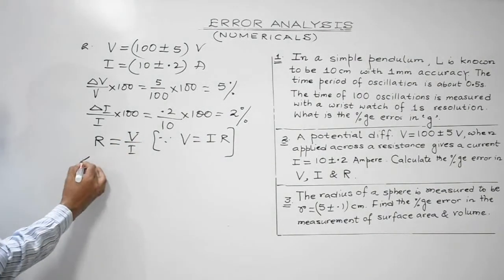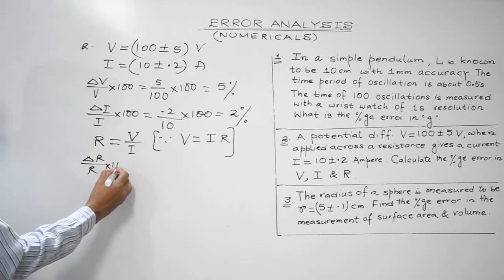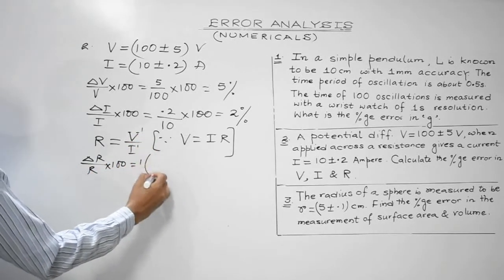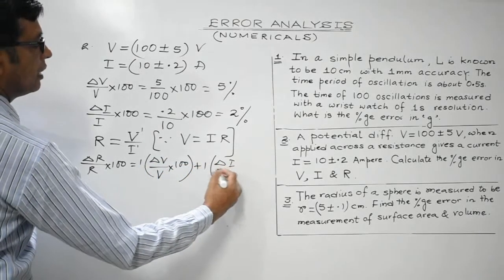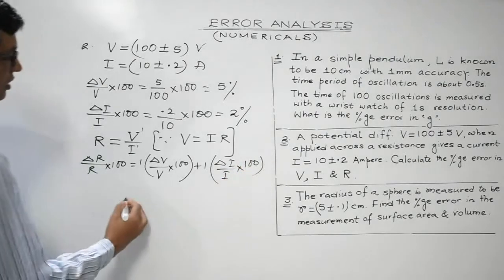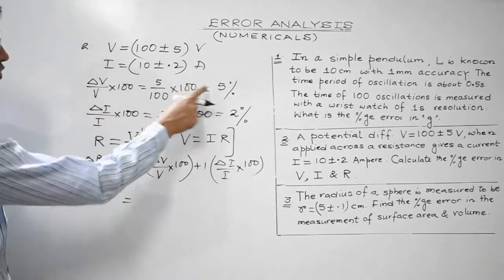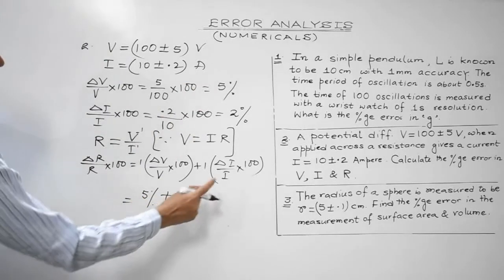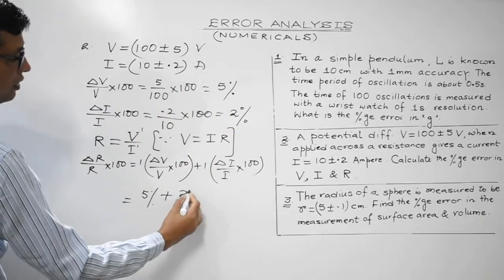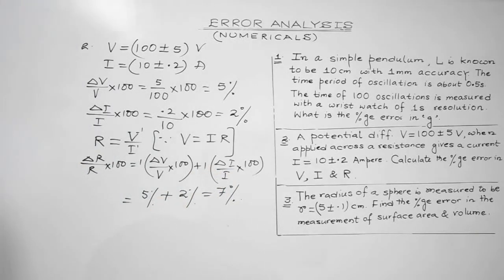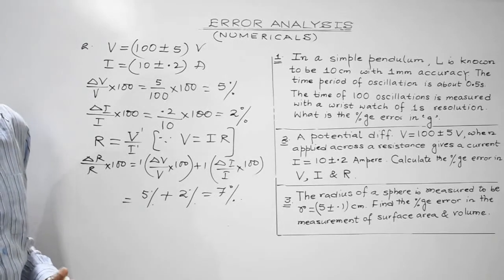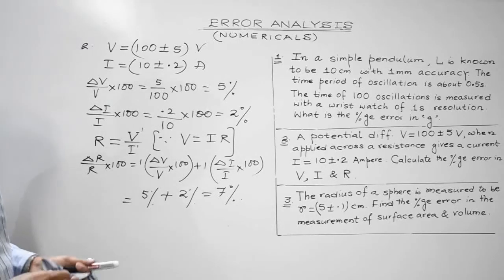So what you get is del R over R multiplied by 100 equals 1 time del V by V multiplied by 100 plus 1 time del I by I multiplied by 100. So what do you get? Percentage error in the measurement of potential difference is 5%, while percentage error in the measurement of current is 2%. So the answer would be 7%. So this was again a very simple question based on propagation of errors, right? So this is how the percentage error in V, I and R can be easily calculated.